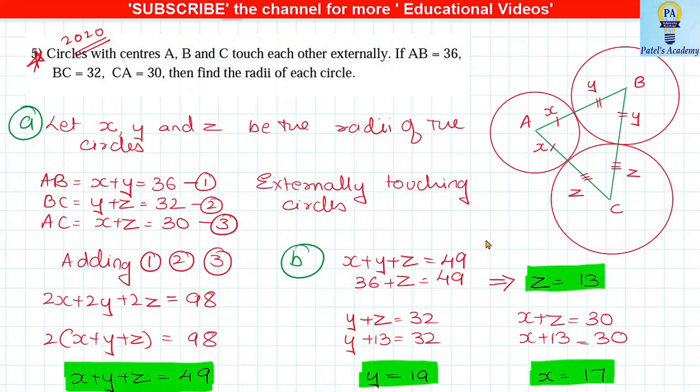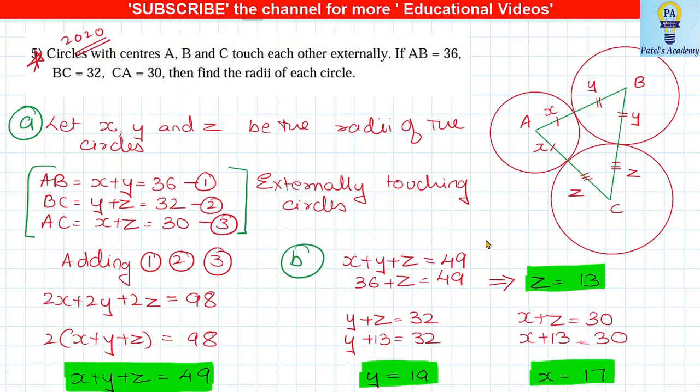Now let us understand these 3 steps, students, where I'm putting a bracket. See the figure. Can I say AB is equal to x plus y? That is nothing but given as 36. Can I say BC equals y plus z? That is given as 32. And can I say AC equals x plus z? That is equal to 30.